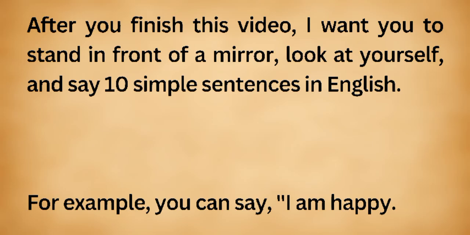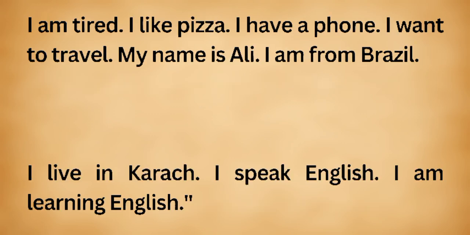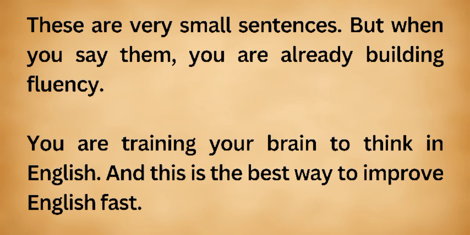After you finish this video, I want you to stand in front of a mirror, look at yourself, and say 10 simple sentences in English. For example, I am happy, I am tired, I like pizza, I have a phone, I want to travel, my name is Ali, I am from Brazil, I live in Karachi, I speak English, I am learning English. These are very small sentences, but when you say them, you are already building fluency. You are training your brain to think in English, and this is the best way to improve English fast.